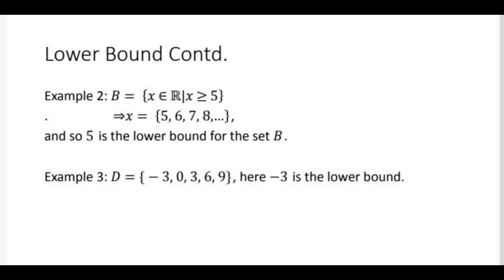In this case, the lower bound, negative 3, is also one of the members of the set. In both examples, the idea is the same. A lower bound is any number that is less than or equal to every element in the set.